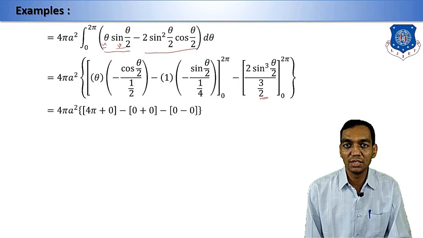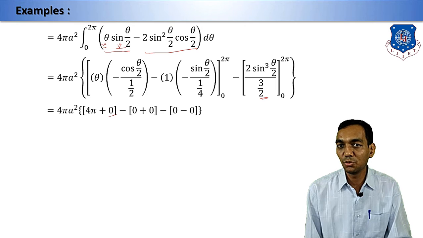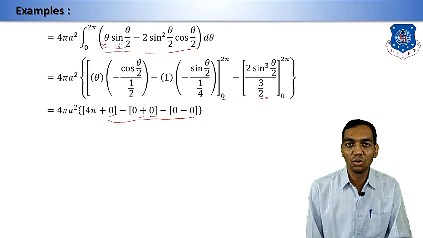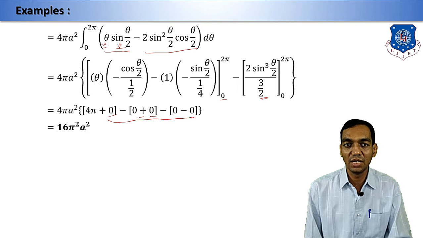If you are going to put 2 pi here, then you will have sin pi, but sin pi has a value 0. In the same manner, if you put 2 pi here, then you will have sin pi, which has a value 0. If you are going to put 0 here, then sine 0 has a value 0. Here, if you substitute the lower limit, then 0 into anything will be 0, and sine 0 has a value 0. So all terms are going to be 0 except the first term. So if you simplify, you will have the answer 16 pi square into a square. This is the answer.